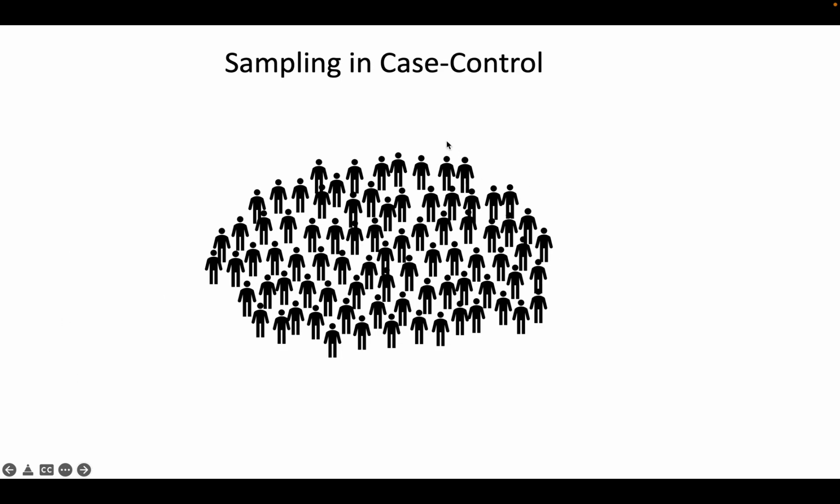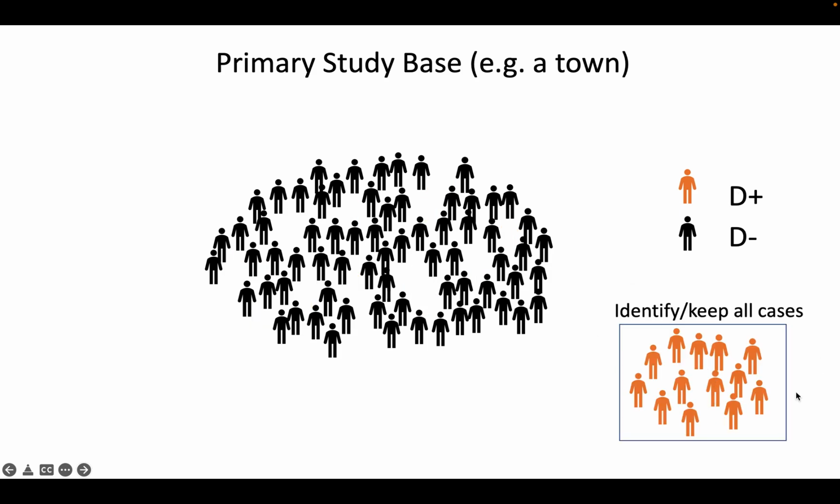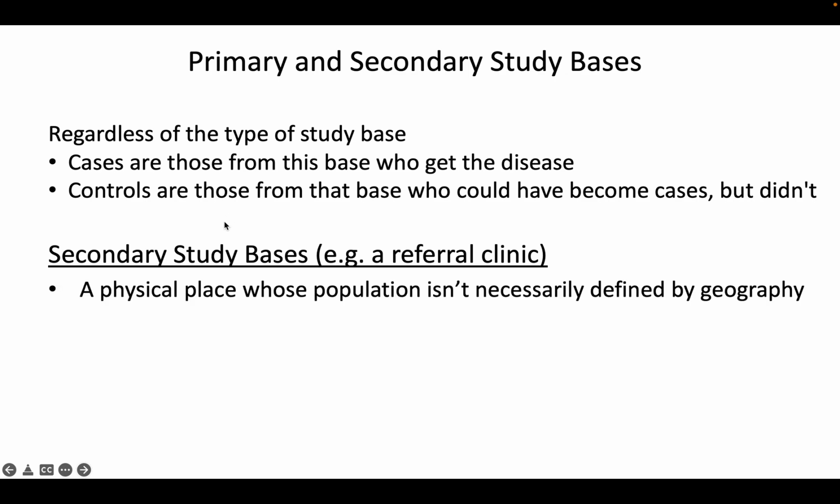So this is an example of a primary study base where we get rid of those people who have the disease. We're keeping them as cases, and now we have this primary study base that gave rise to these cases. All of these people who don't have the disease are essentially potential controls, and this is the source of controls. It's a little more nebulous with a secondary study base.